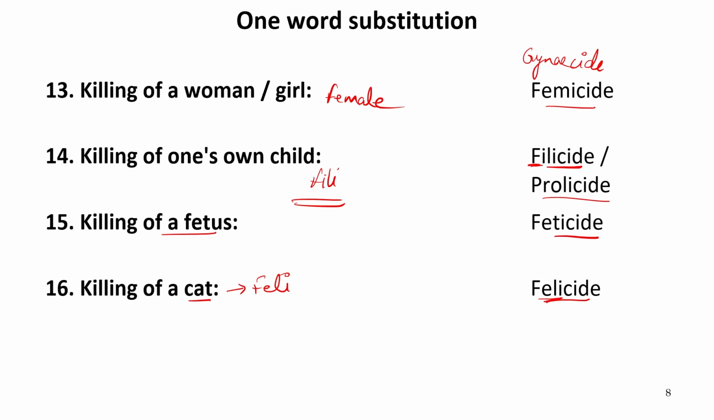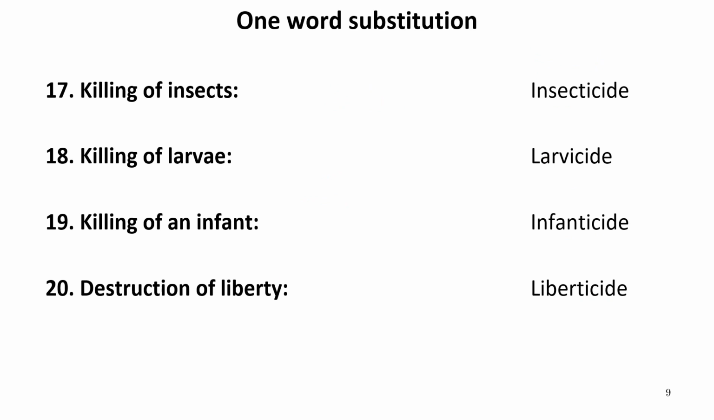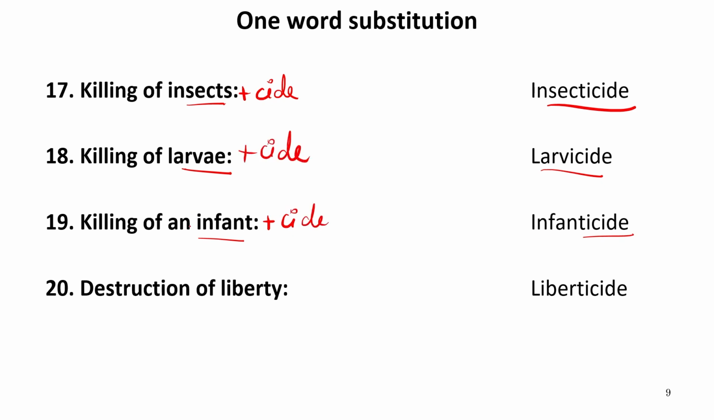Now let us move to the next one. Killing of insects. Now this is very, very simple. We are just adding side with this word. So it will be insecticide. Killing of larvae. This is larvicide. Killing of an infant, this is known as infanticide. So we are just adding side to these words. So these words can be remembered for a long time easily. Destruction of liberty. When someone is giving restrictions to the liberty of freedom, just killing it, not allowing freedom, that is known as liberticide.